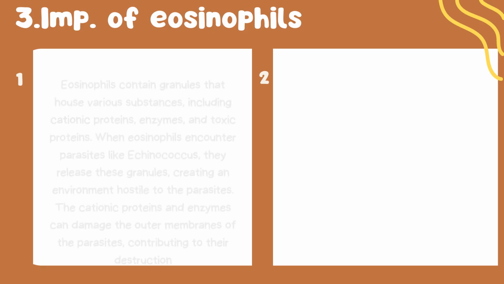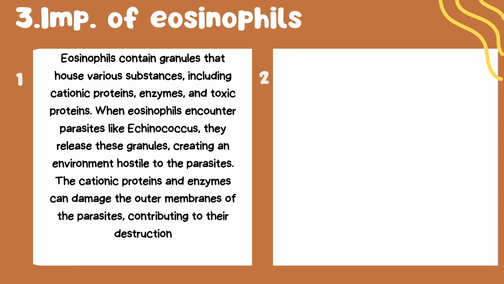Importance of eosinophils. Eosinophils contain granules that house various substances, including cationic proteins, enzymes, and toxic proteins. When eosinophils encounter parasites like Echinococcus, they release these granules, creating an environment hostile to the parasites. The cationic proteins and enzymes can damage the outer membrane of the parasites, contributing to their destruction.